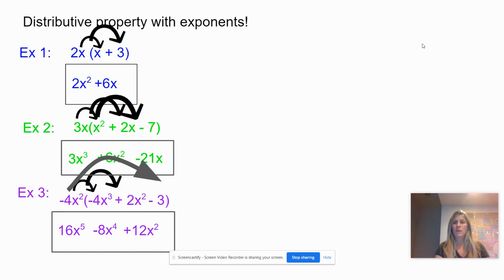So the key to doing well on these is making sure that you're taking your time, you're being careful, and you are looking at all of the signs, making sure you're multiplying correctly, and using those laws of exponents that we worked on the last class. We're going to go ahead and practice this quite a bit, and it's really important because we're going to be multiplying binomials in the next class.